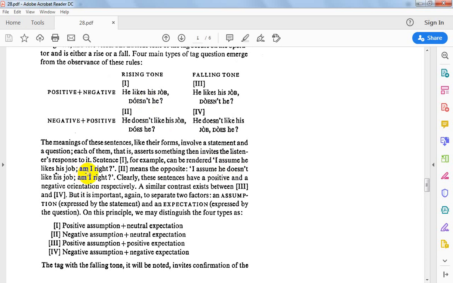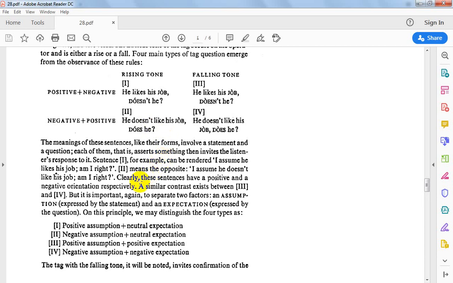Number two, the opposite. He doesn't like his job. I assume he doesn't like his job. Am I right? As if I am referring to the fact that I am right, or I assume that he likes or he doesn't like his job.